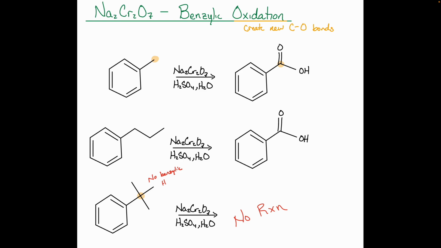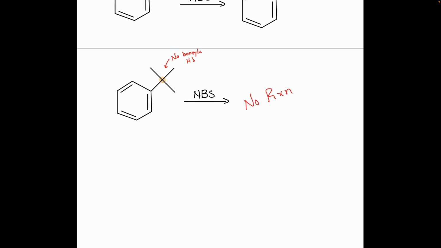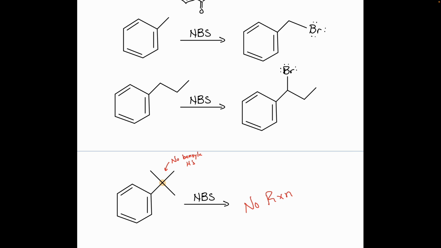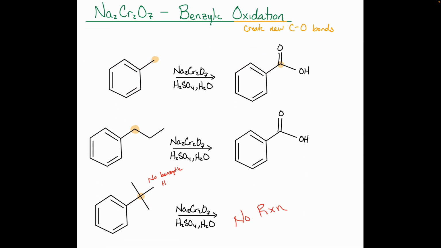All right, so we've got two benzylic reactions here, reactions that take place at that benzylic carbon, which is again the one removed from that benzene ring. We can brominate that benzylic carbon using NBS, but we have to have a benzylic hydrogen in order for that reaction to occur. If there's no benzylic hydrogen, we have no reaction. We can also oxidize that benzylic carbon using that sodium dichromate. This will create a carboxylic acid group at that benzylic carbon. This reaction also requires a benzylic hydrogen. So if there's no benzylic hydrogen, again, there's no reaction that occurs.